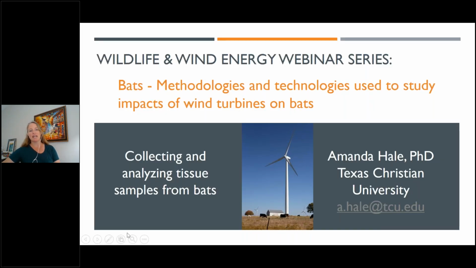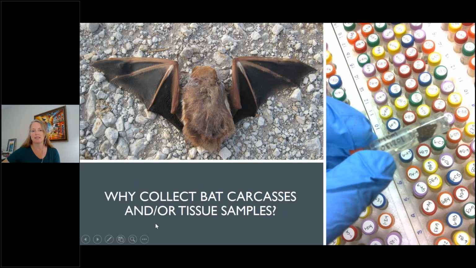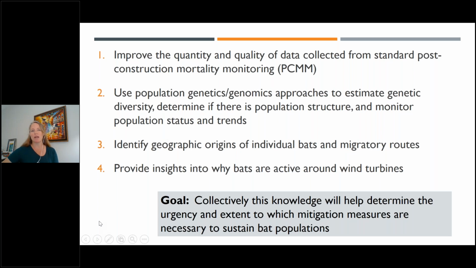Okay, so today what I'd like to do is talk about collecting and analyzing tissue samples from bats. And the first question is really, why do we want to do this? Why should we spend time or money, effort on collecting these? And when I asked that question, I really thought of 4 answers. And I think the first is that by doing this, we can improve the quantity and quality of data that we're collecting from our standard post-construction fatality monitoring.